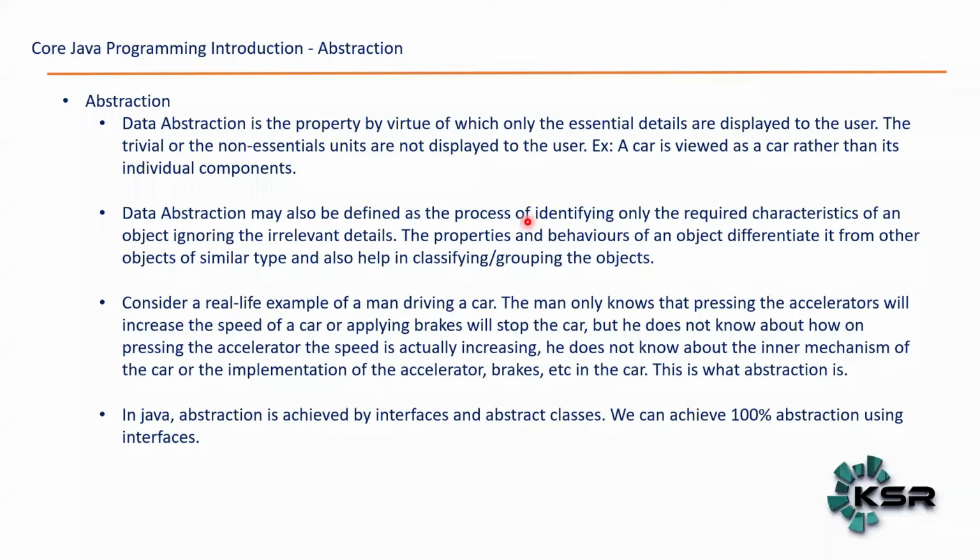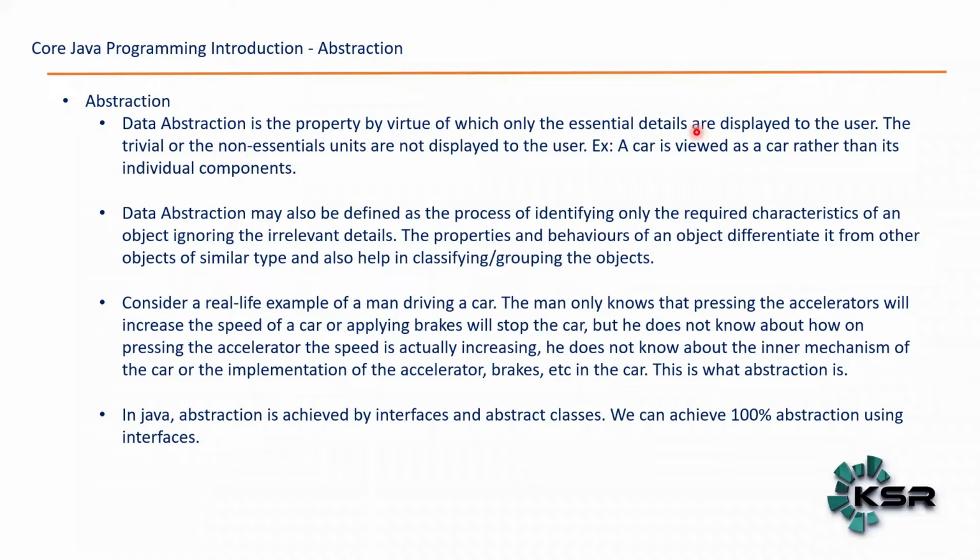So what is data abstraction? It is a virtue by which only essential details are displayed, not everything. As I said yesterday, one of my friends is going to come and visit me from the US, right? So I'm not giving my entire address. You take your flight and then come to Bangalore, India. That's it. I'm not giving my complete address, flat number, apartment number, nothing. Just give the essential information.